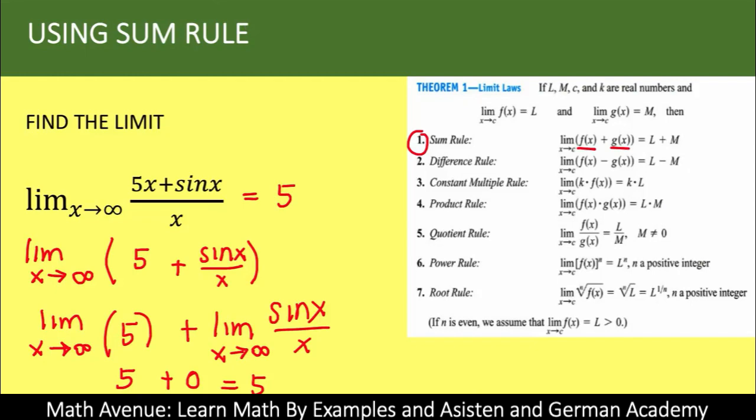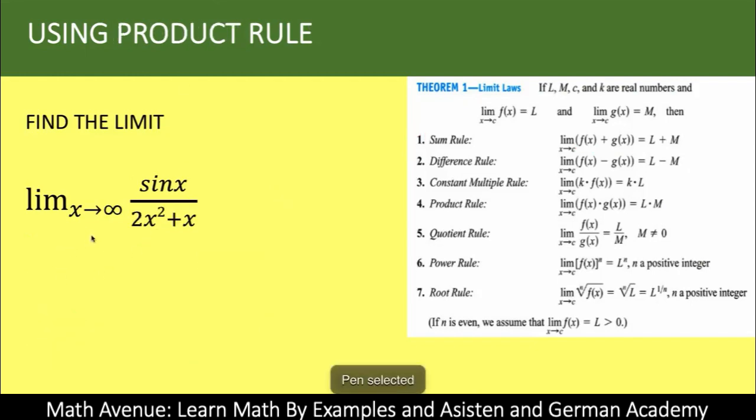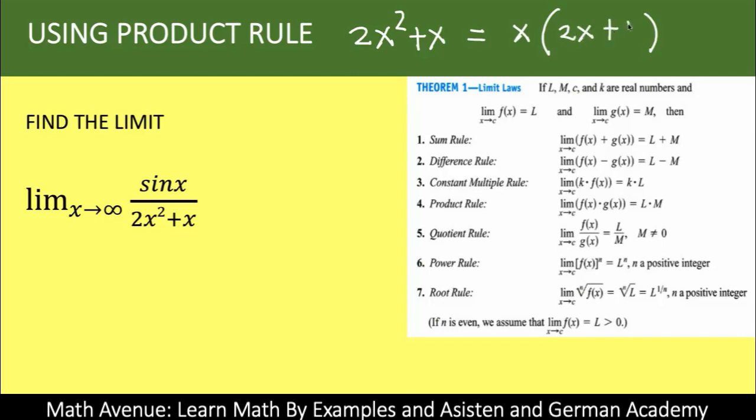Let's have another example. Let's say you have the limit of sine of x over 2x squared plus x as x approaches infinity. What we can do here is simplify this denominator. There's a common factor of x, so we can write 2x squared plus x as x times (2x plus 1). So we can now write this as the limit as x approaches infinity of sine of x over x times (2x plus 1).